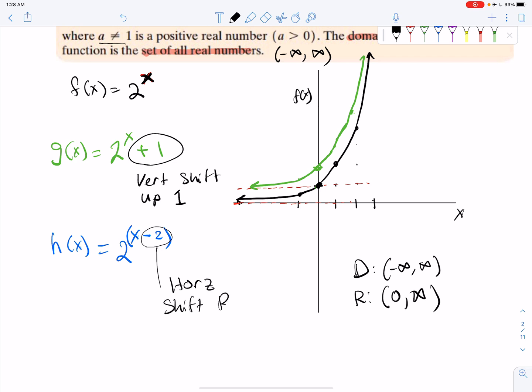And it's going to be right, just like before. When you're affecting that x value, it's actually the opposite. Horizontal shift right 2. So if I was going to graph this, I would always start on the easiest point, that y-intercept, and I'm going to move it over 1, 2.